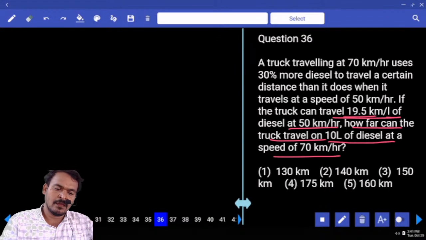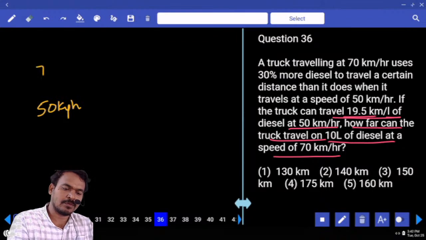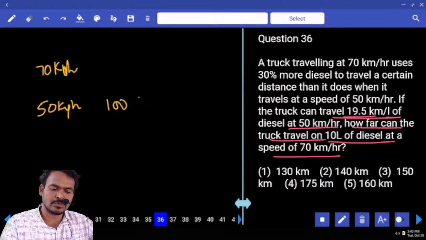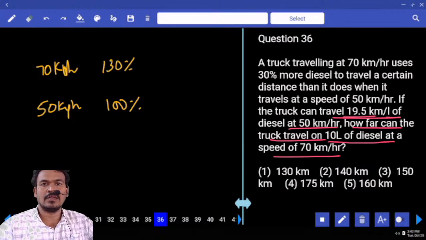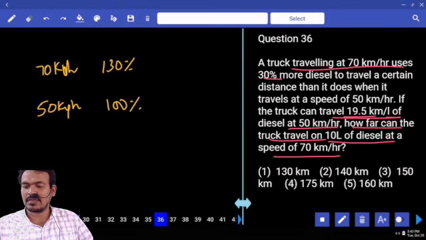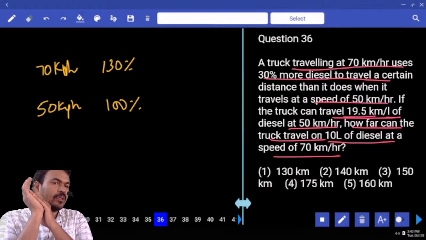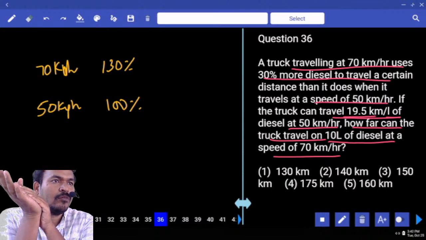Okay. One speed is how much? 50 km per hour. Another case, the speed is 70 km per hour. Suppose at 50 km per hour the consumption is 100%. Then at 70 km per hour the consumption is 130%. A truck traveling at 70 km per hour uses 30% more diesel to travel a certain distance than at a speed of 50 km per hour. So at 50 km per hour consumption is 100%, then at 70 km per hour it is 130%.